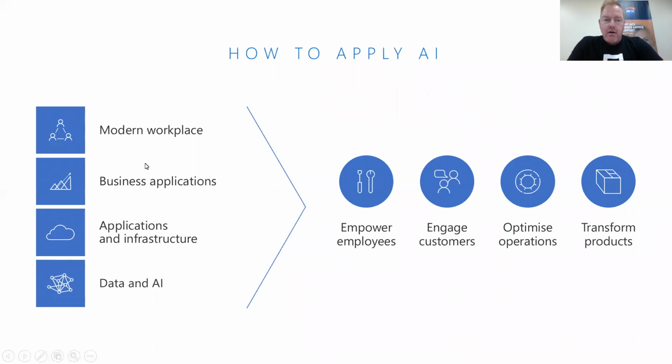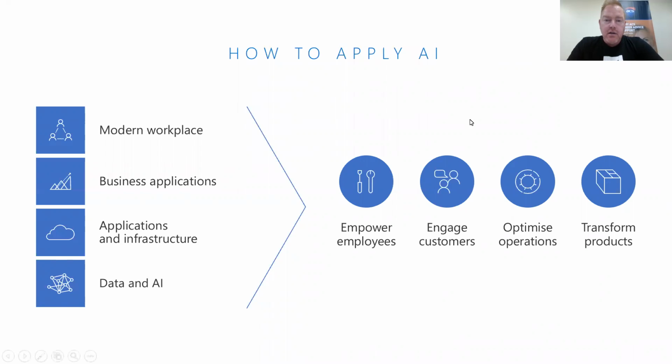How we apply AI is typically in one of four context areas. We apply AI to empower our employees, to engage our customers, to create efficiencies or optimize our operations, or to transform our products. So we're offering an existing product or service and we want to essentially transform that experience using AI technologies.